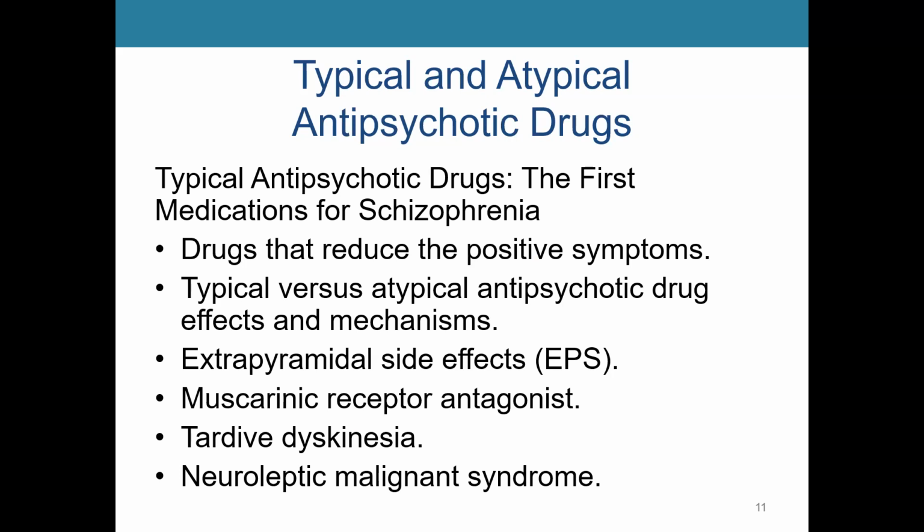So your typical antipsychotic drugs are effective on positive symptoms. They're generally ineffective on the negative and cognitive symptoms. The extrapyramidal side effects occur at therapeutically effective doses, and it's managed by an anticholinergic drug. Tardive dyskinesia is likely to develop after long-term use, and the mechanism of action is mainly through the blockade of D2 receptors.